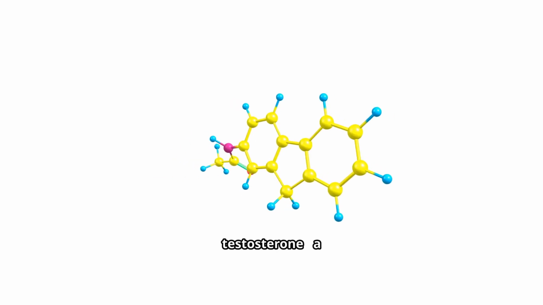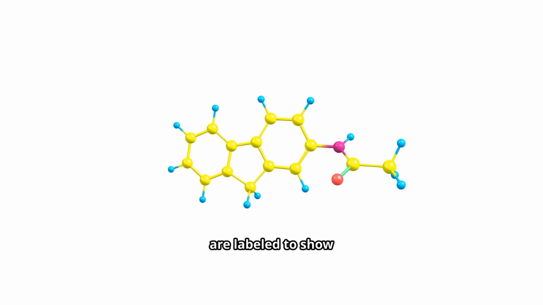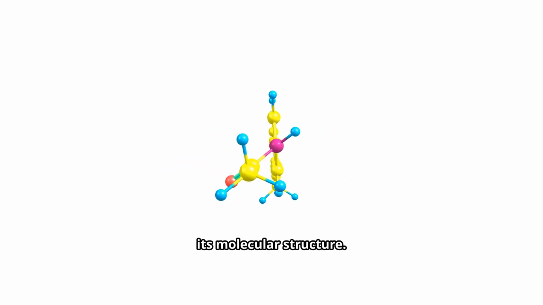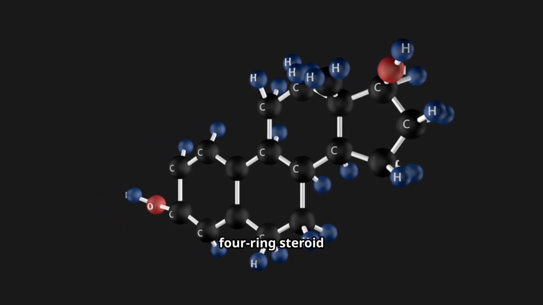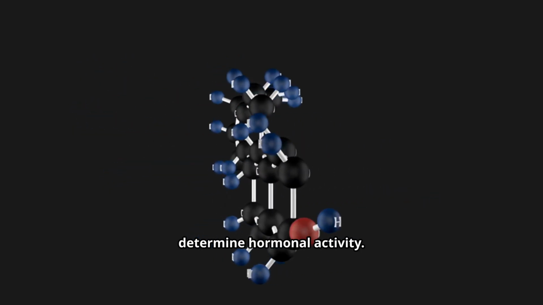This is testosterone, a steroid hormone. Carbon, hydrogen, and oxygen atoms are labeled to show its molecular structure. Testosterone has a 4-ring steroid backbone. Its functional groups determine hormonal activity.